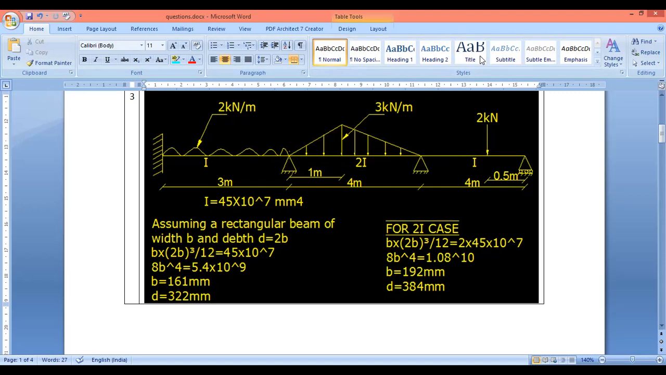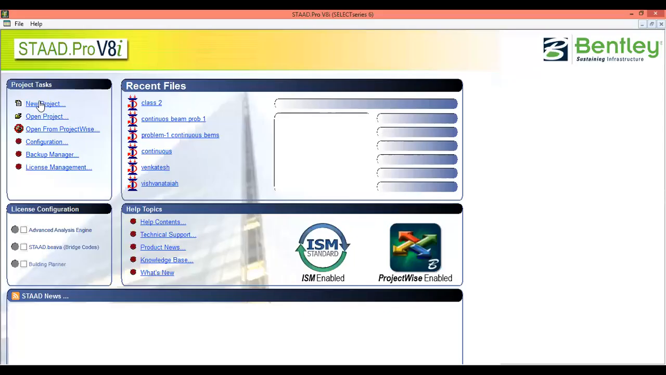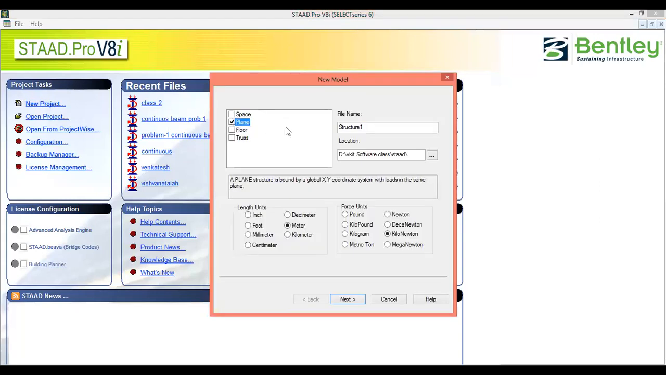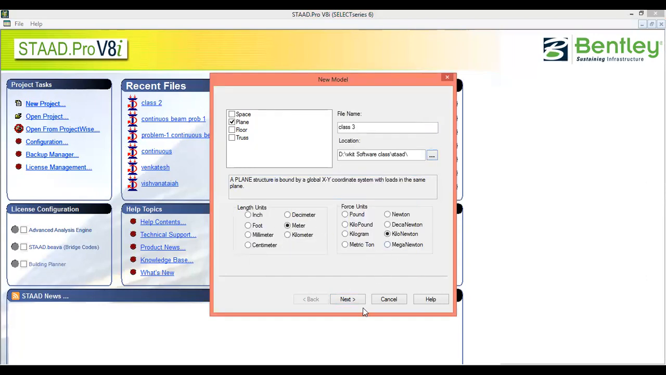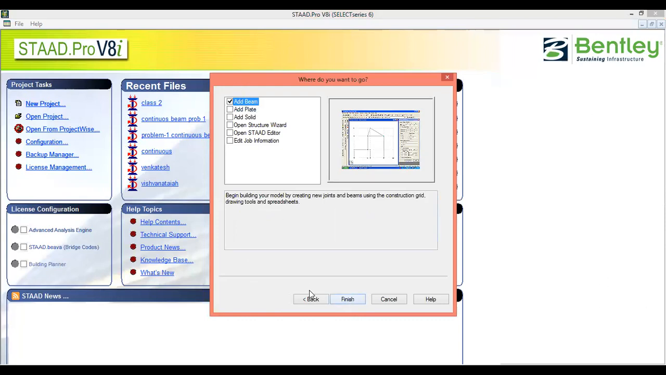Let us go to the start flow. We go to new project, plane, class 3, and you can save it wherever you want. This is in meters and kilonewtons units. Next, add beam, finish.